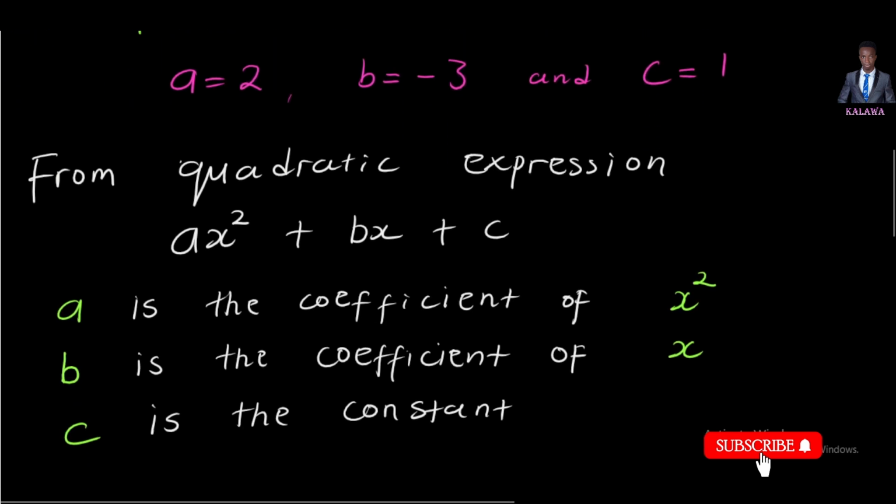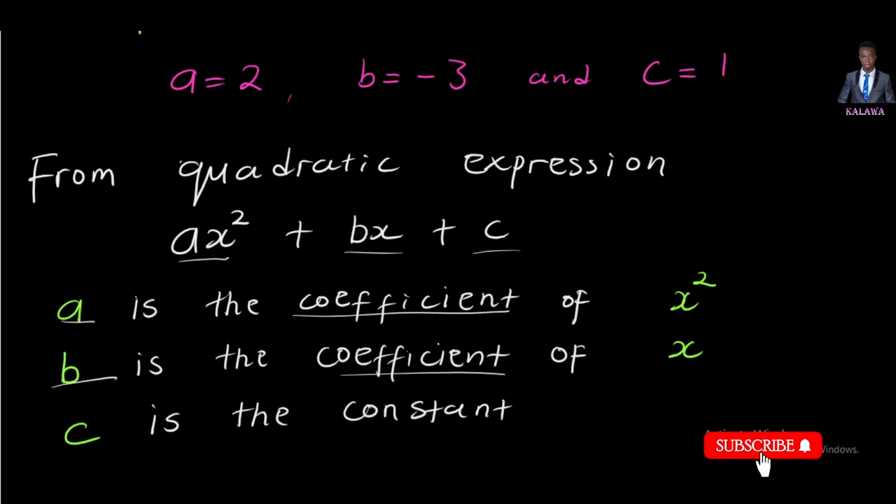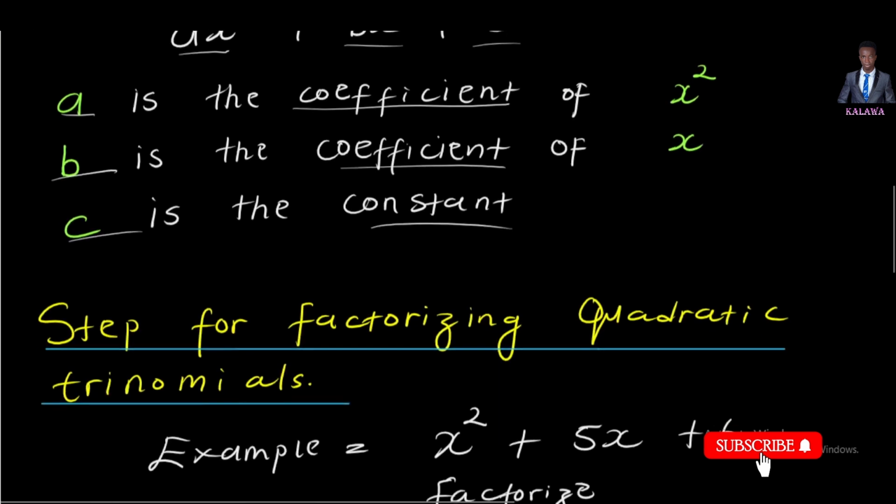That is, from the general quadratic expression, we have ax squared plus bx plus c. Remember, a is the coefficient of x squared, b is the coefficient of x, and c is the constant. So take note of this.